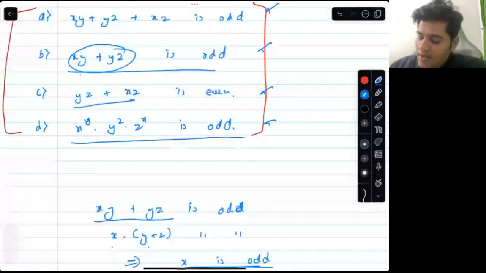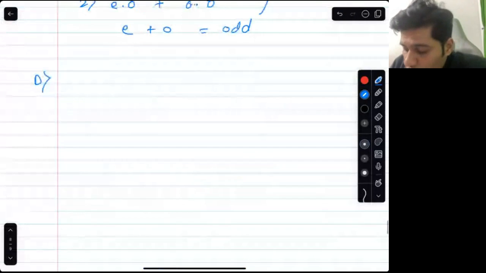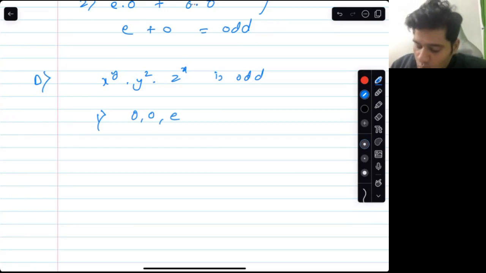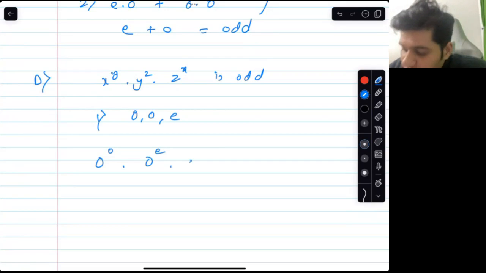They say this is odd. Let's check out if it is false for both of them. Y raised per z is odd. Case 1 was odd, odd, even. Okay. So odd raised per odd into odd raised per even into even raised per odd.